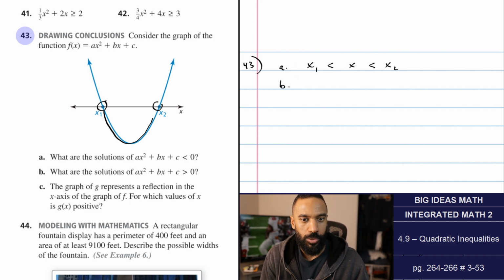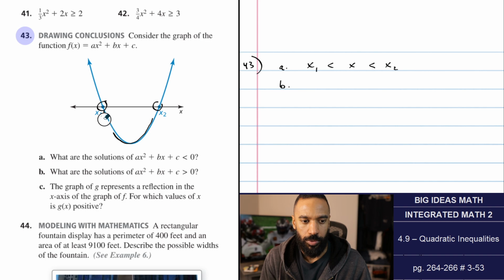Part B, what are the solutions that are greater than 0? Those ones would be, again, non-inclusive for x1 and x2, but the ones above the x-axis here for positive y values there, which are to the left of x1 and to the right of x2.